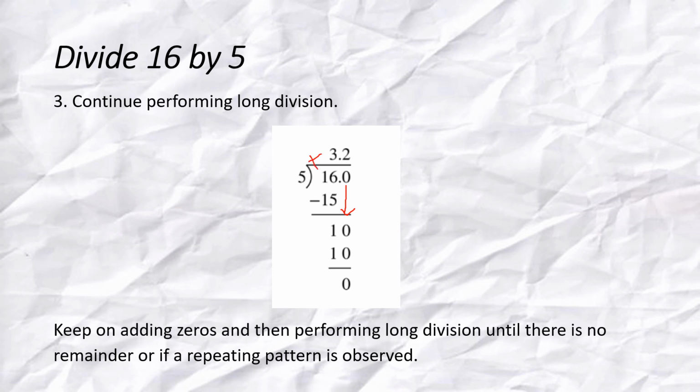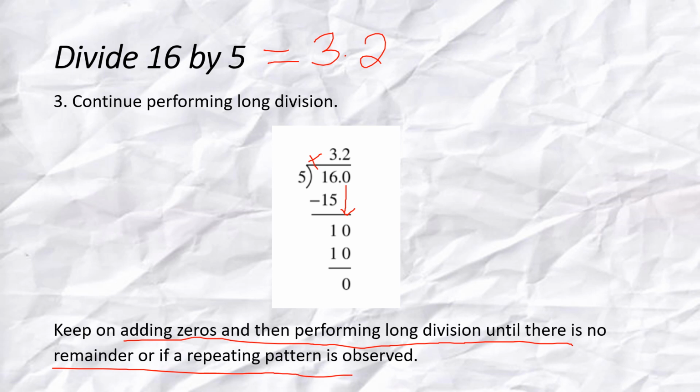Since there is no more remainder, or our remainder is already 0, we do not have to add a 0 in your dividend anymore. So therefore, the answer is 3.2. Take note, keep on adding zeros and then perform long division until there is no remainder, or if there is a repeating pattern that you observe in your quotient.